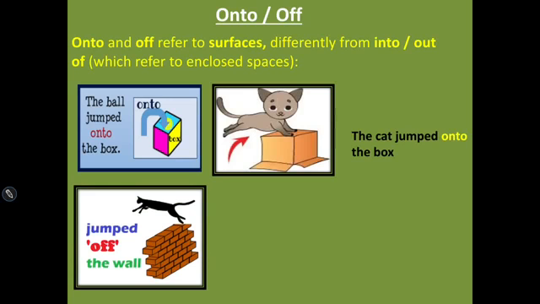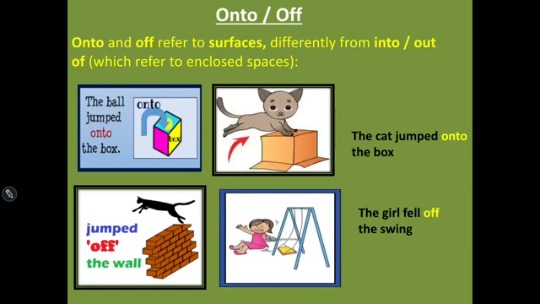Jumped off the wall. When a person or a thing jumps from a surface to the lower part or down, then we say off. Just as you can see, the cat jumped off the wall. The next example: here is a girl who has fallen from the swing. So how can we say it?